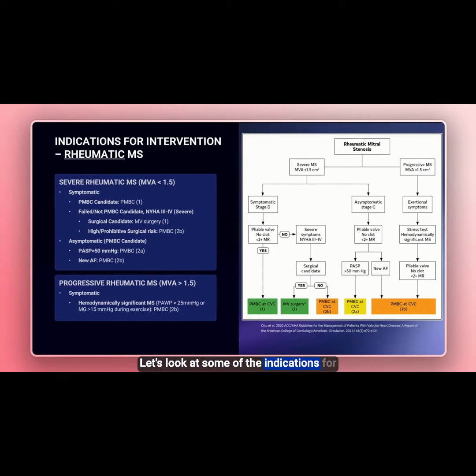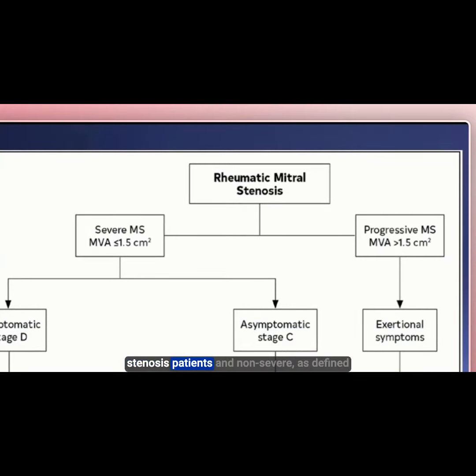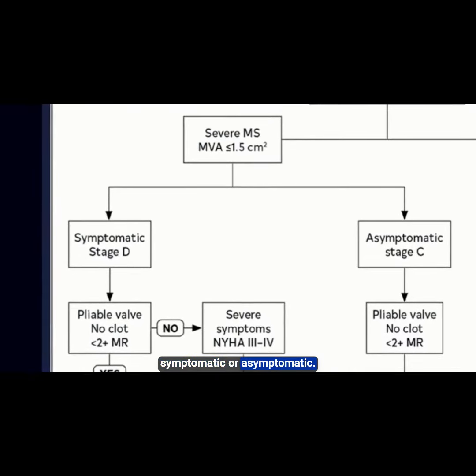Let's look at some of the indications for intervention in rheumatic mitral stenosis patients. The first major differentiator in the treatment algorithm is differentiating between severe mitral stenosis patients and non-severe, as defined by a mitral valve area of less than 1.5 centimeters squared. Next, we'll determine if they're symptomatic or asymptomatic.